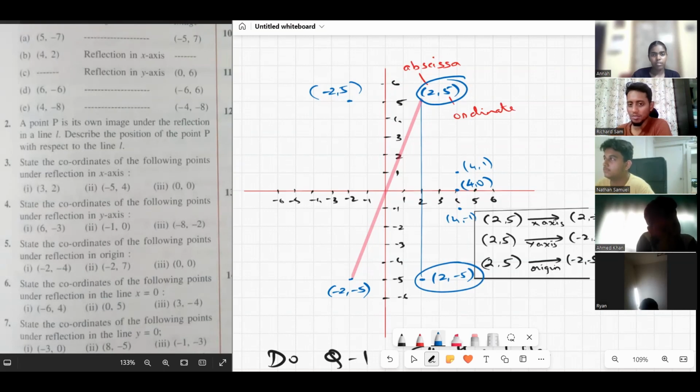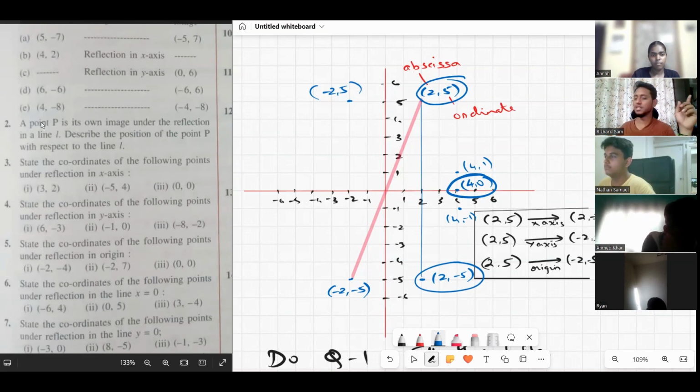Okay, so here you can see object and image is not same because the point is not on the mirror. But what about this 4 comma 0? It's on the mirror. So even after reflecting on the mirror, what is its reflection? What is the image? Same 4 comma 0. Okay, so any point on the mirror is invariant, means it will not change after reflection.